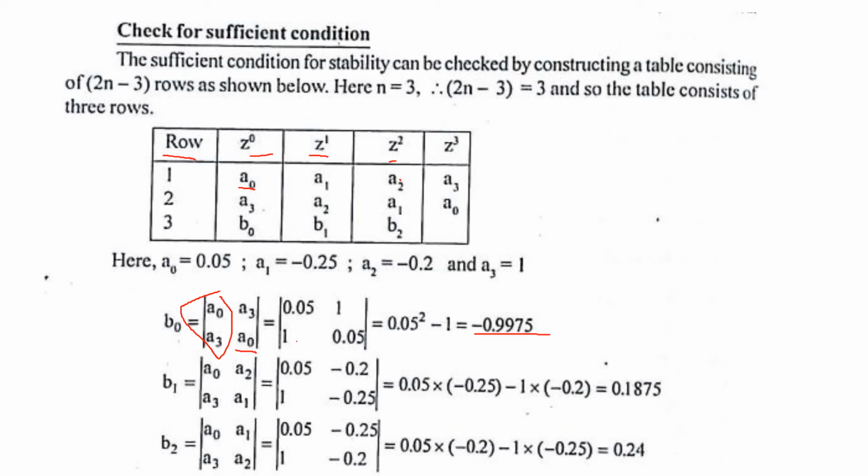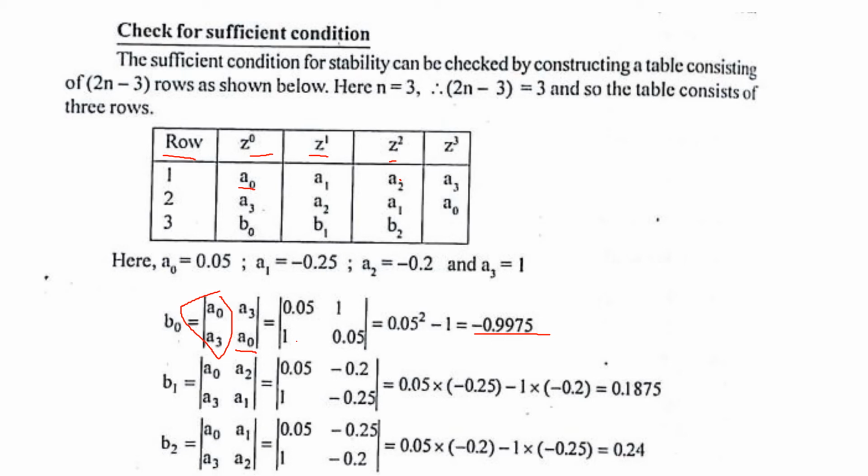Similarly, B1 is A naught, A3. You keep it as constant, and the second last row you have to take, A2, A1. A2, A1 you take as minus 0.2 and minus 0.25. So when you take the determinant, you will get 0.1875. Similarly, B2 is nothing but A0, A3 and the third last one.